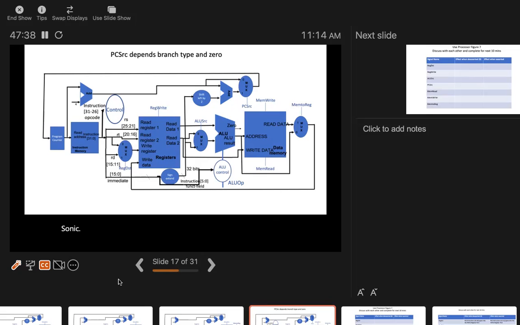Okay, I see. It's being written. Yeah, 0 is the register, and 1 is getting the sign extend.